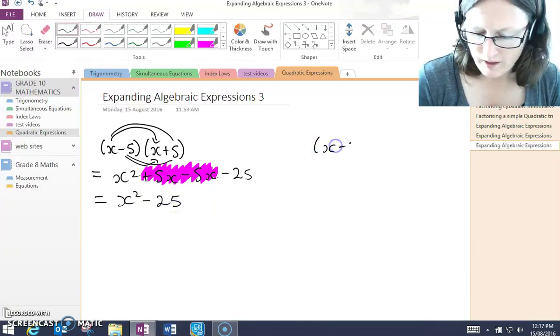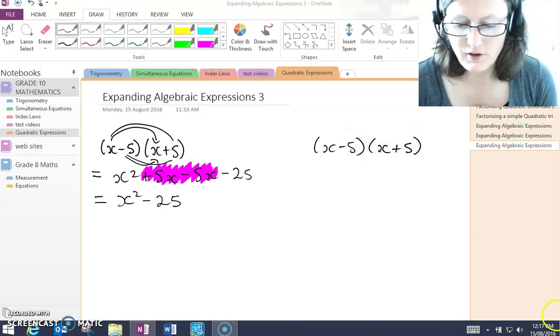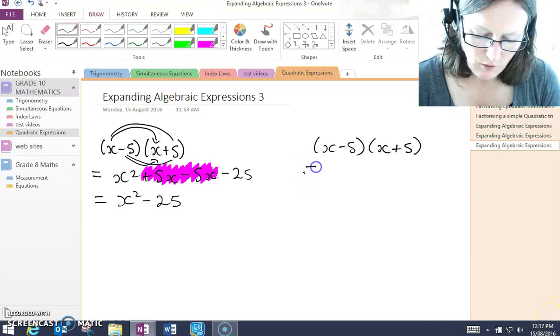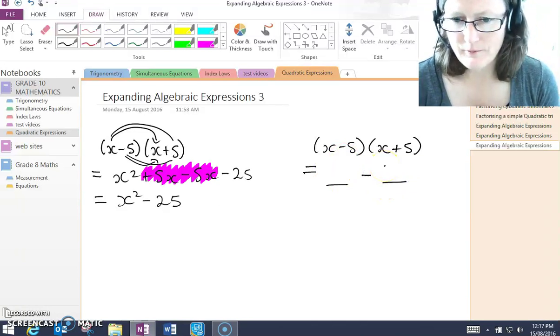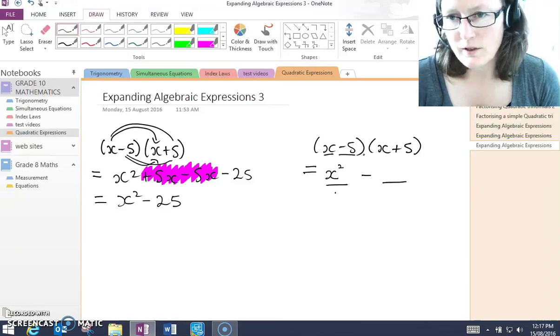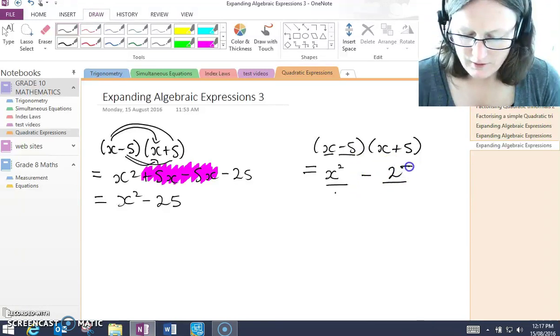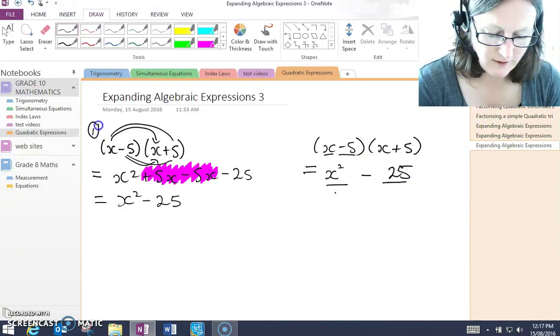So let's look at the short way. When what's in the brackets is exactly the same except for the sign, this is called the difference of two squares. With the difference of two squares, you always end up in your answer with two terms, and in between the two terms is a difference sign. The first term, we square the first term in the bracket. That's x squared. The second term, we square the second term in the bracket. Minus 5 squared is 25. The sign in between is always minus. So that is the quick way to do this.